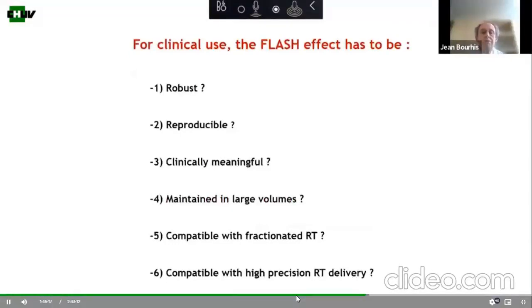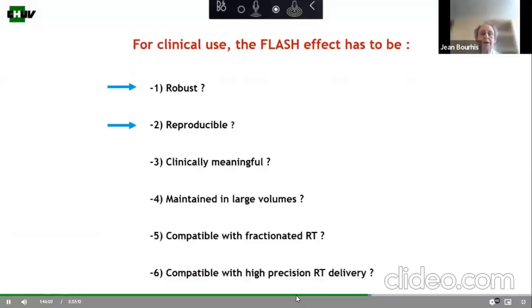So now if we want to try to use this phenomenon in clinics, the flash effect ideally should be robust, reproducible, clinically meaningful. Also, this effect should be maintained in large volumes of normal tissues, compatible with fractionated radiotherapy, and compatible with high precision radiotherapy delivery that we do every day. So I will try to go through all these items to see where we are at the moment regarding this clinical translation.